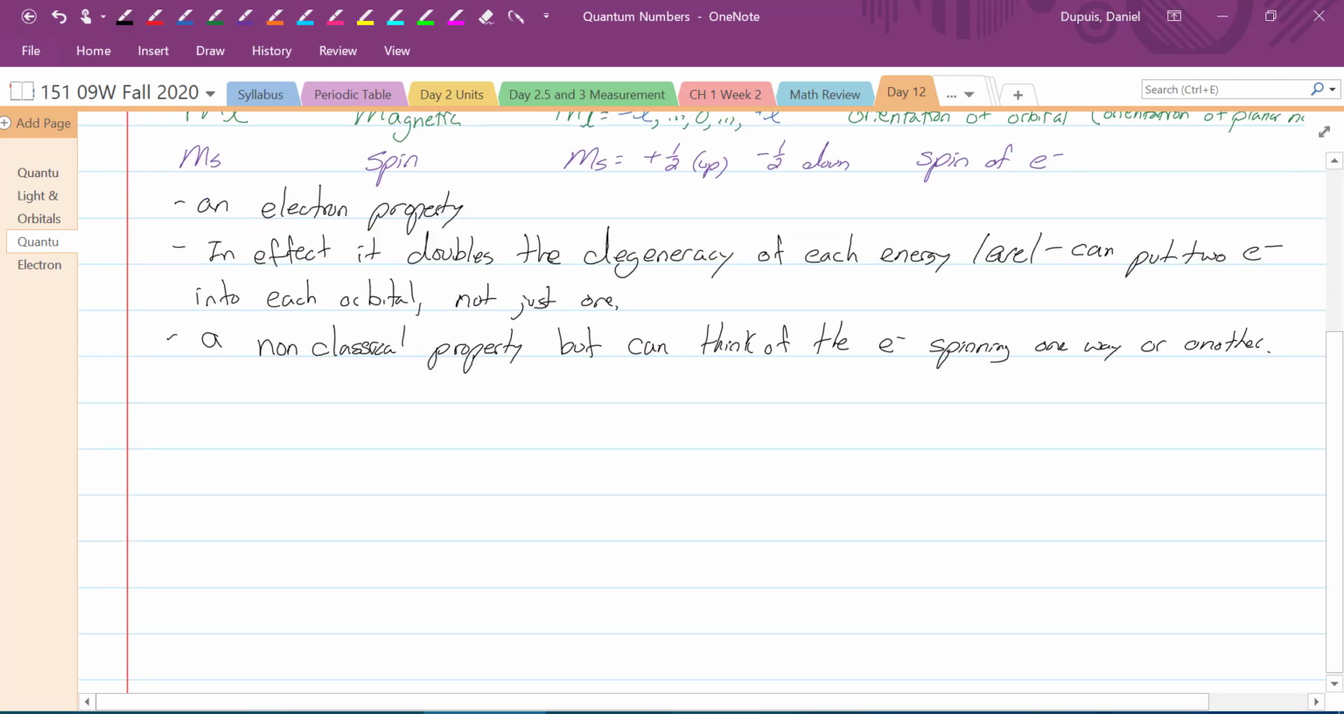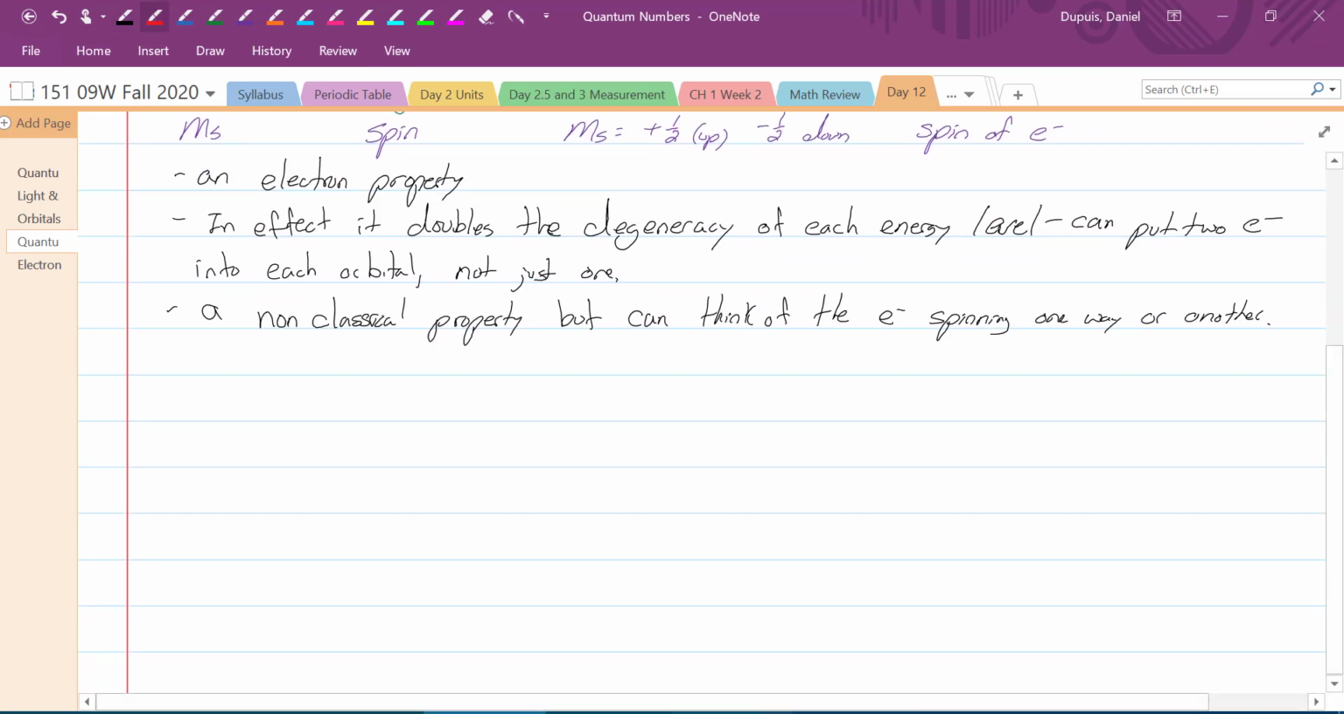So let's look at this. If I have n equals 1, what is L? L can only be 0.